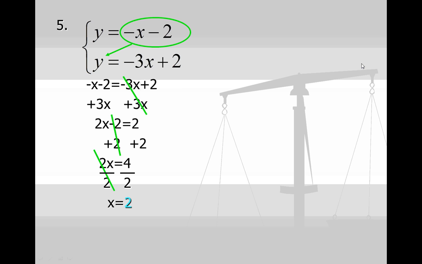Well, now take one of your two equations. They're using that top one. Substitute that 2 in there for x, and got -4. So I believe the solution is (2, -4), but you must check it in your calculator to see if it's correct.